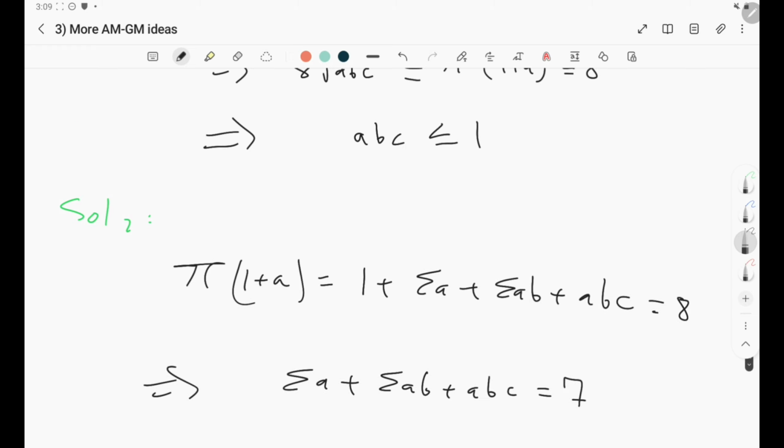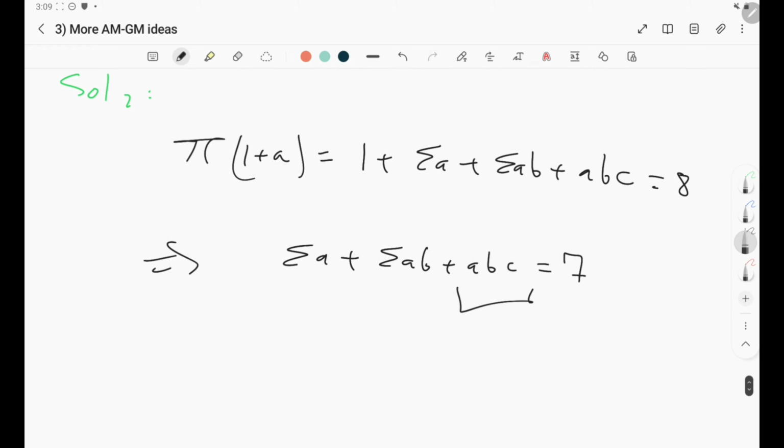Okay, so guess what? They're telling us to show that this thing here is less than 1. Well, guess what? Let's assume it's greater than 1. What will happen?